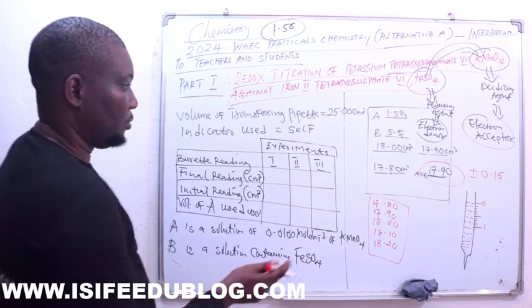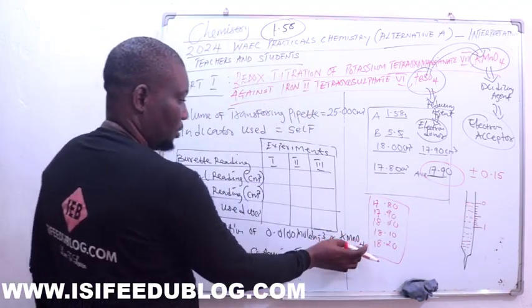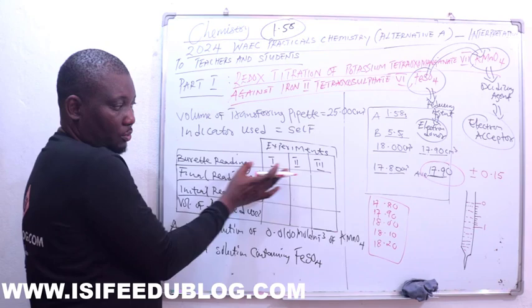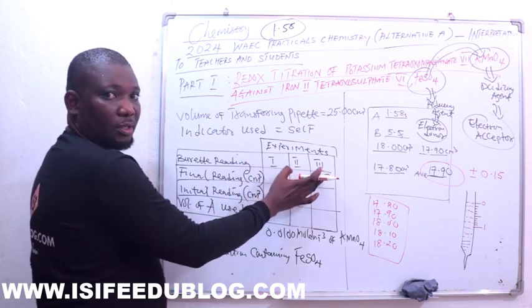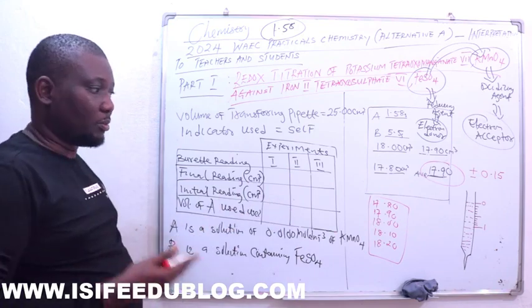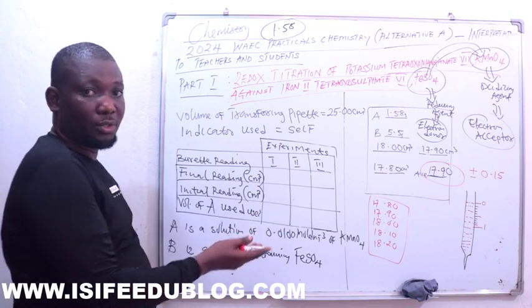Then we don't know the volume of A, which is the titrant. This is why we are preparing this table, and we carry out experiments 3 times to ensure that the values we obtain here will be consistent or concordant. That is the essence of running 2 titrations.